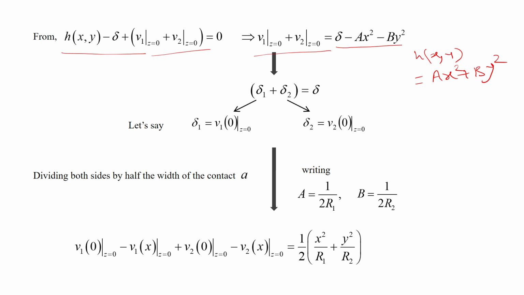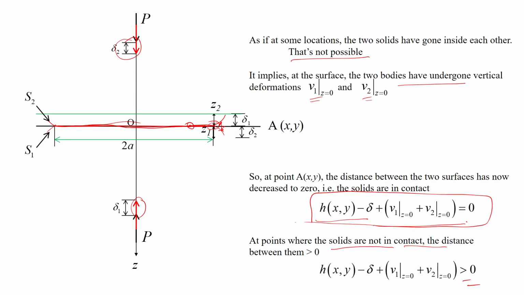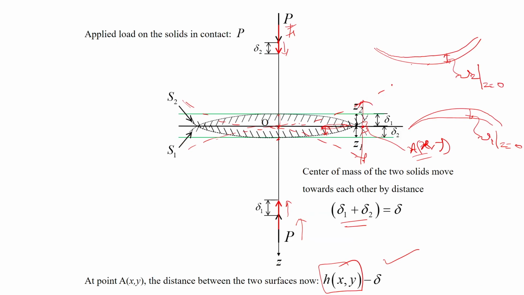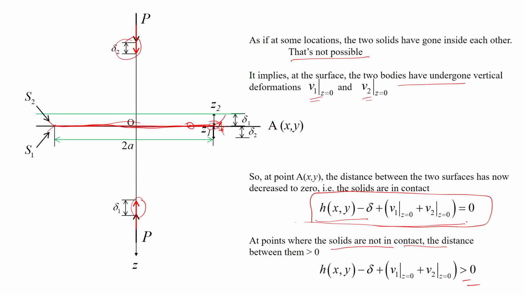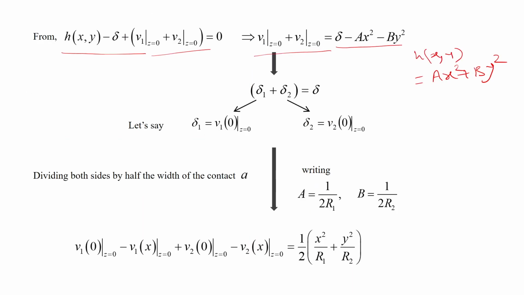We can do a little more algebra here, and we can write this delta 1 as V1 at x equal to 0. Whatever is the delta 1 that happens at this particular point, that is at x equal to 0, in essence is the vertical deformation of this surface at x equal to 0. So, we can write this delta 1 and delta 2 like this, and therefore we can write it as V1 0.